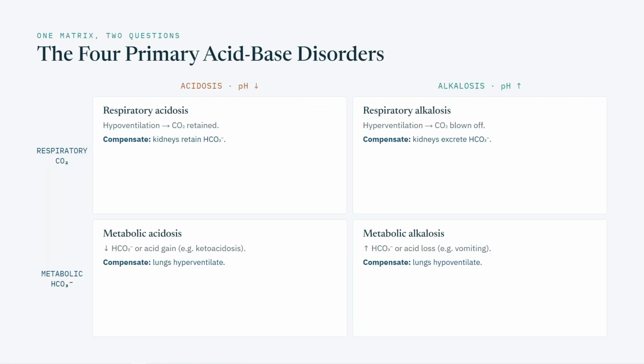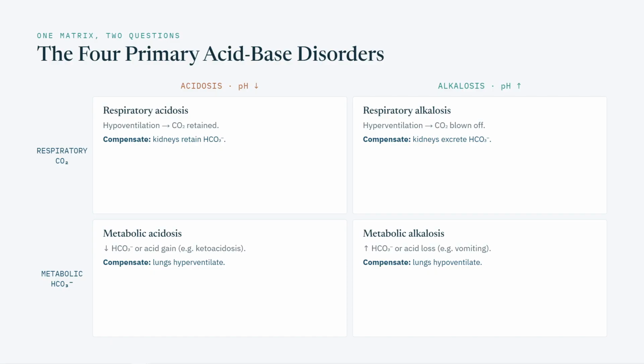Now we can classify any acid-base disorder with just two questions. Question 1, is the pH too low, acidosis, or too high, alkalosis? Question 2, is the root cause respiration, meaning CO2, or metabolic, meaning bicarbonate? 2 by 2 gives 4 boxes. Respiratory acidosis, you're underbreathing and retaining CO2. The kidneys compensate by hanging on to bicarbonate.